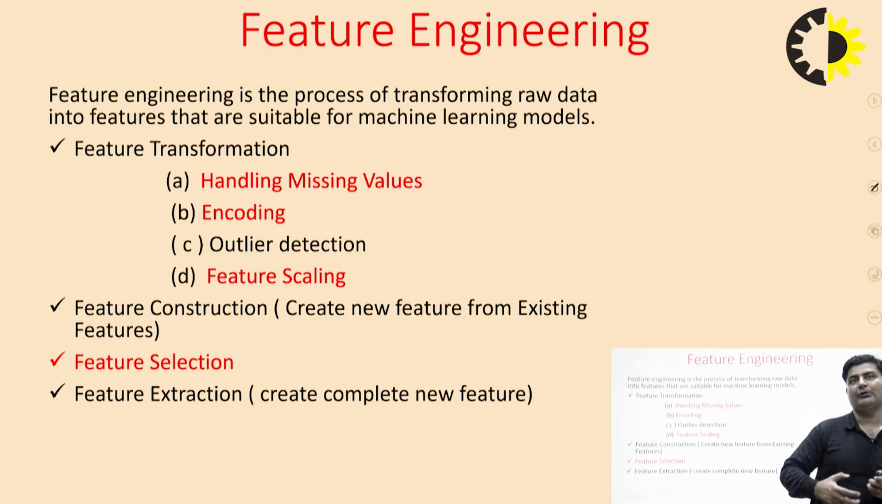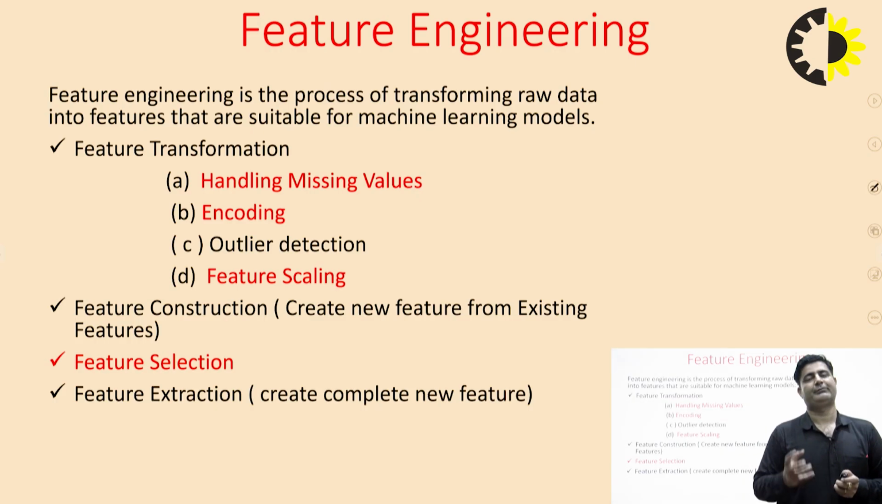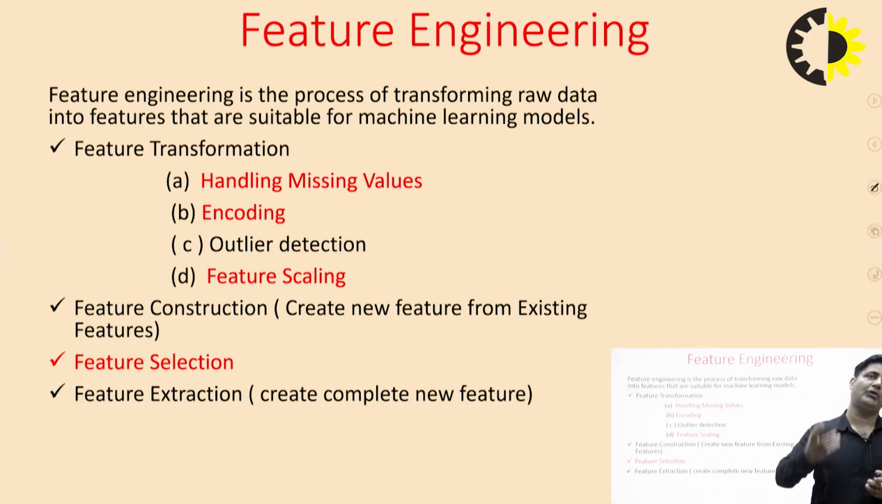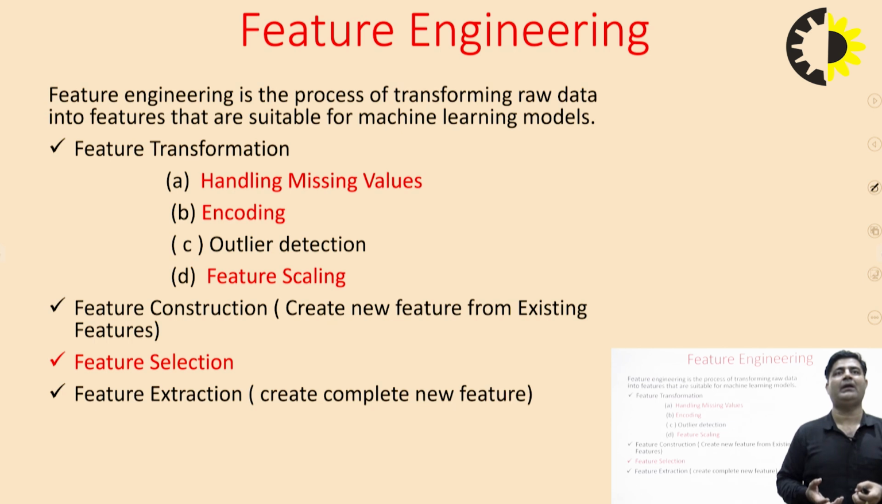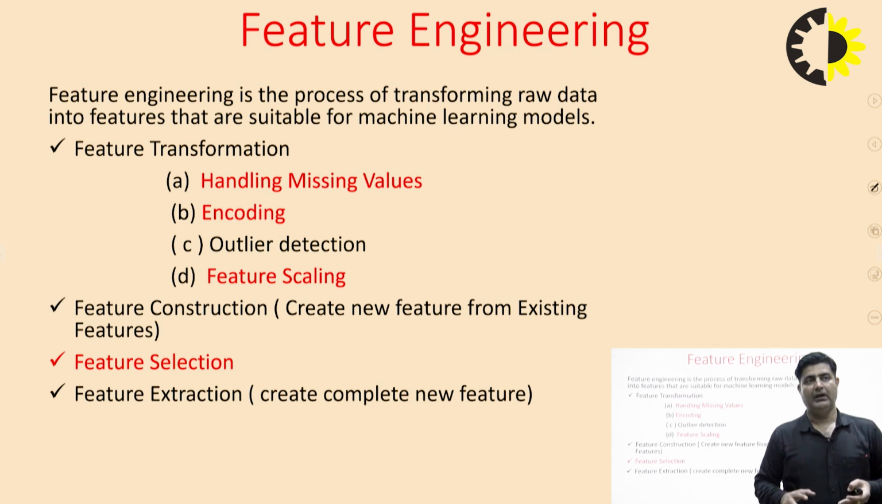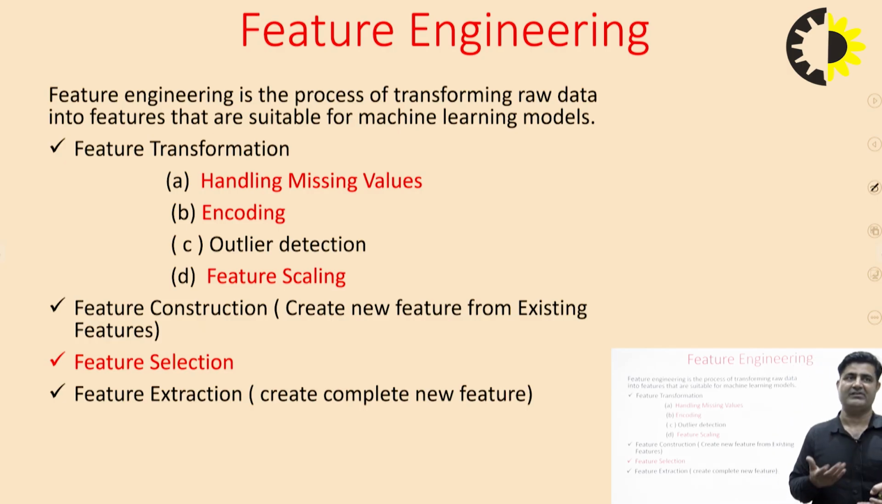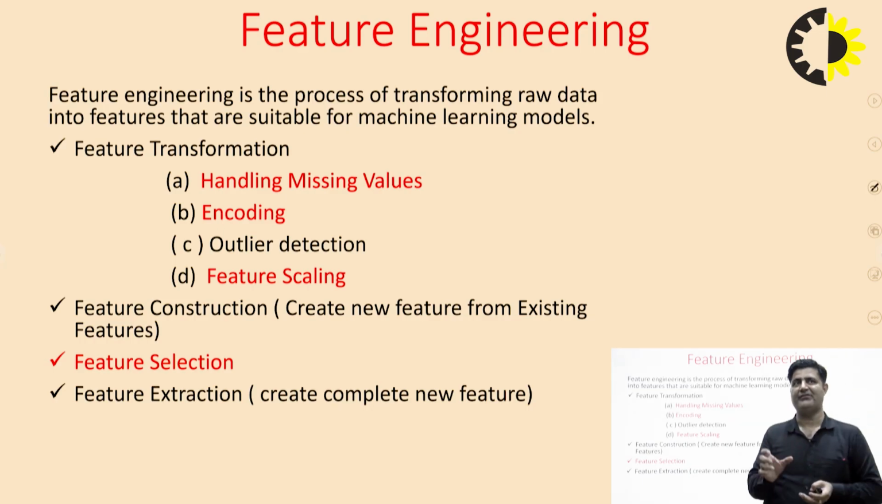First is the handling of missing values, right? Suppose we have a data set in which a number of missing values are present. Before designing a model, we have to remove these missing values. Then we have the encoding process, then the outliers, then feature scaling. These are the four most important steps in feature transformation. Then we have feature construction, and then the feature selection process and feature extraction process. There are four processes in feature engineering.